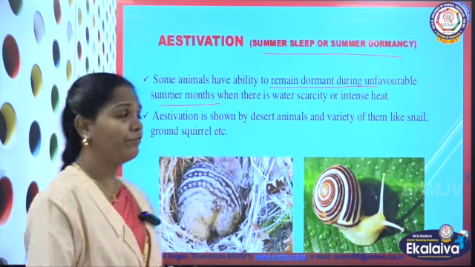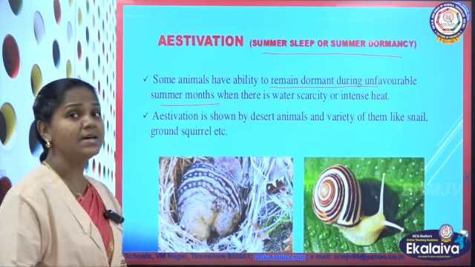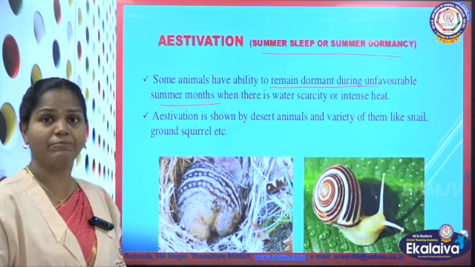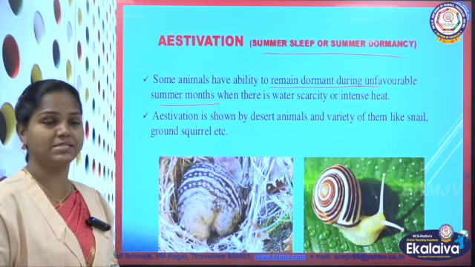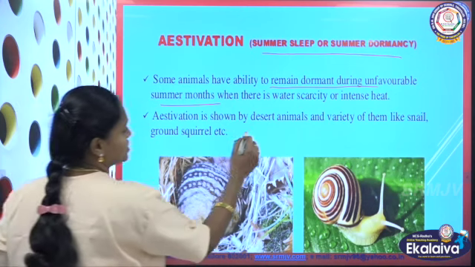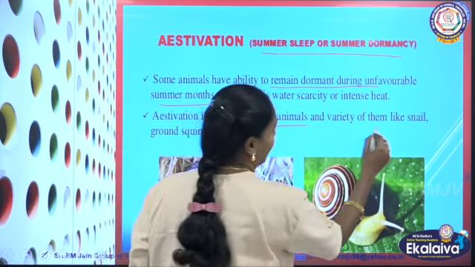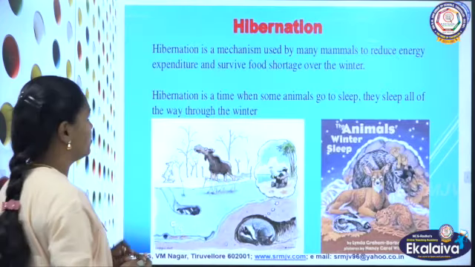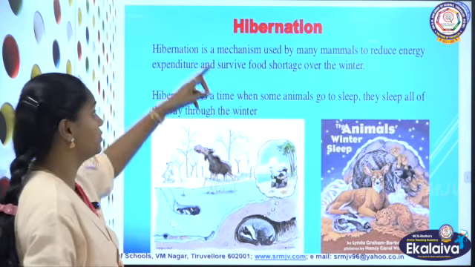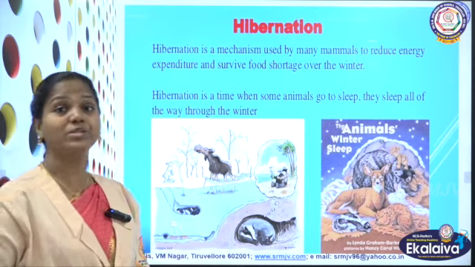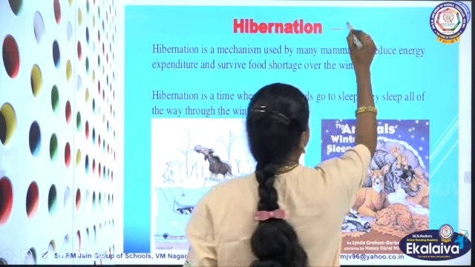This kind of escapism we are calling estivation or summer sleep, which is taking place in summer season. Estivation is shown by some examples, desert animals and a variety of them like snail, ground squirrel, etc. So this summer sleep is called estivation. The next one we are going to see is hibernation, which we are calling a winter sleep.